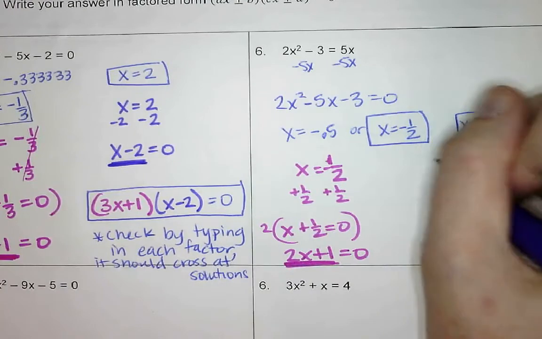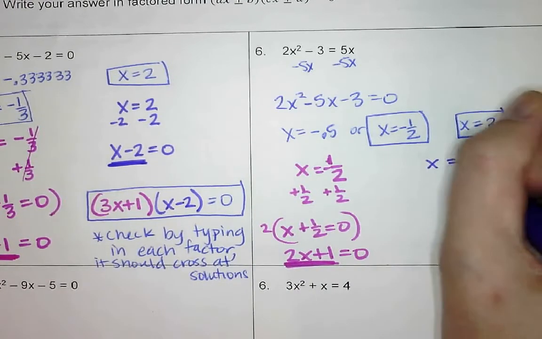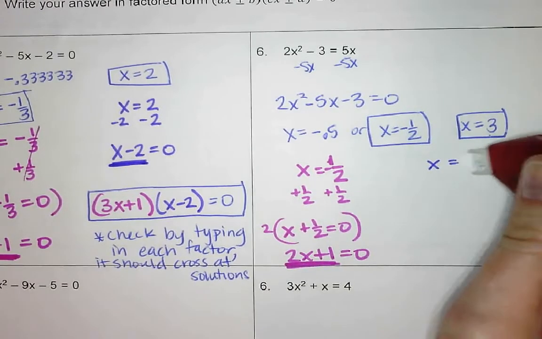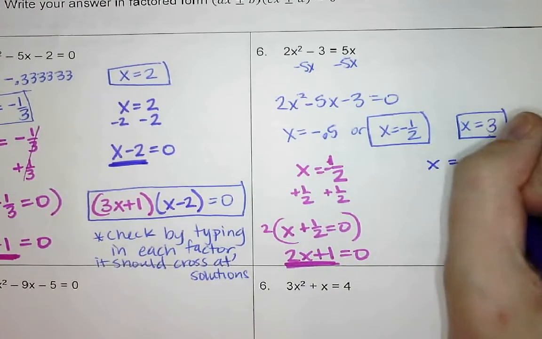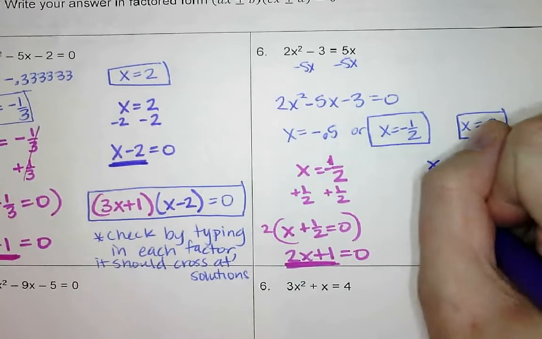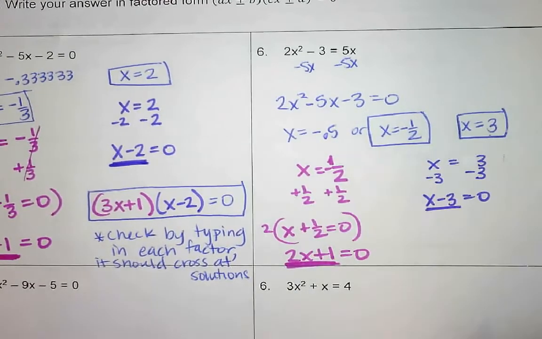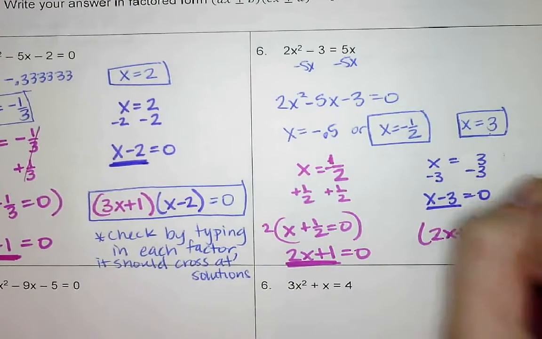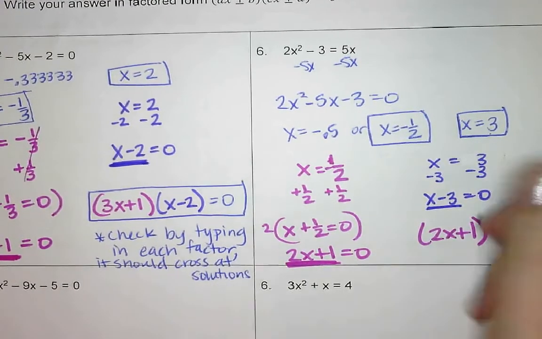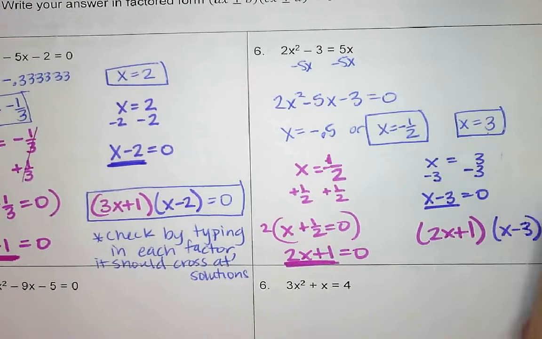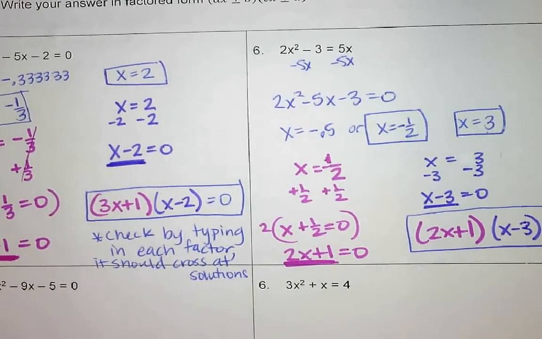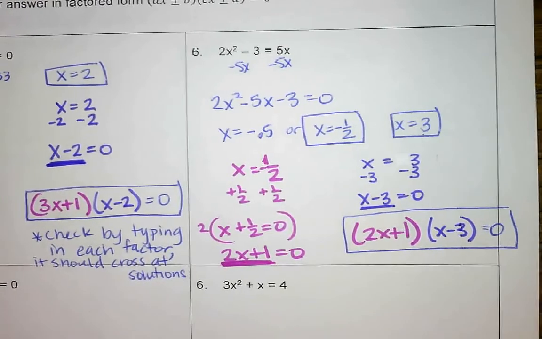So my two factors are 2x plus 1 and x minus 3. All right? And that is equal to 0. So my two factors are 2x plus 1 and x minus 3. So you can find your factors from your solutions, or you can use your solutions to find your factors. All right? Or you can also find your solutions from your factors, like we did on the other page. Do y'all feel pretty good about this?